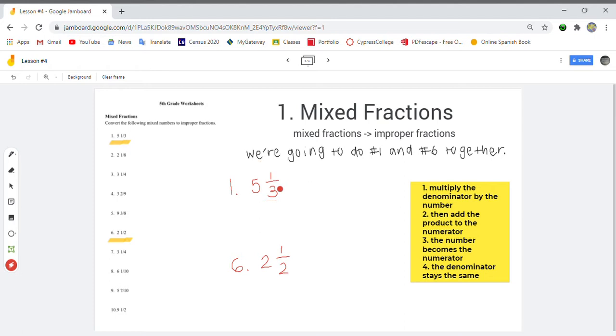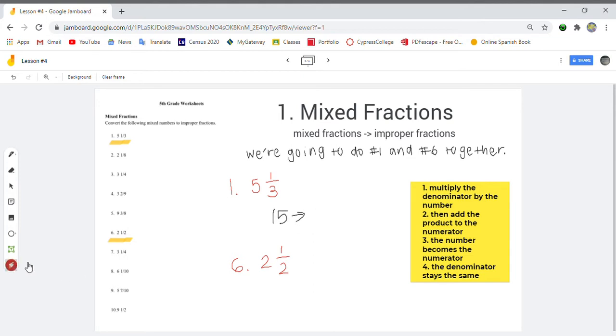To convert, we will follow these 4 steps. And the first step says multiply the denominator by the number. So our denominator here is 3 and our number is 5. So we will multiply these together to get 15. And I'll just write it down like this.